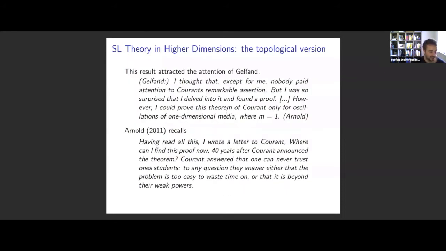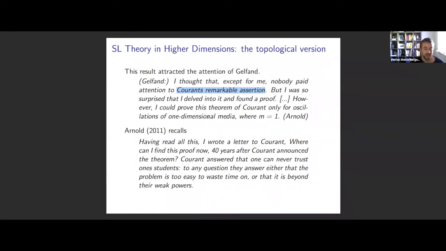Gelfand in Russia got interested, and he said, wow, it's remarkable that no one paid any attention to this amazing claim. And Gelfand tried to reconstruct it, and he could only do it in a one-dimensional case, where it is Sturm-Liouville theory. So in a one-dimensional case, this is true. Any linear combination of the first n eigenfunctions has at most n minus 1 roots.